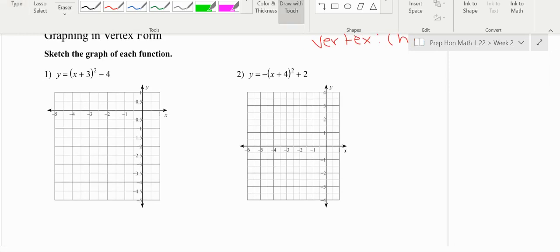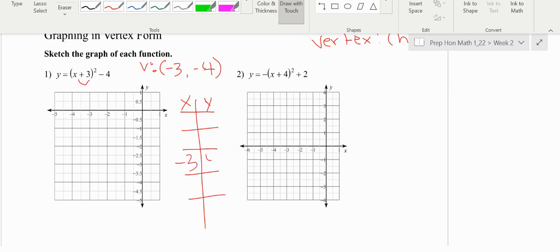So we can see here, I have my vertex, the opposite of positive 3 is negative 3. My y value is negative 4. So right away, I can pull my vertex out of that problem. So if I go ahead and make my table now, these 5 points, 1, 2, 3, 4. So I have negative 3, negative 4 is my middle point.